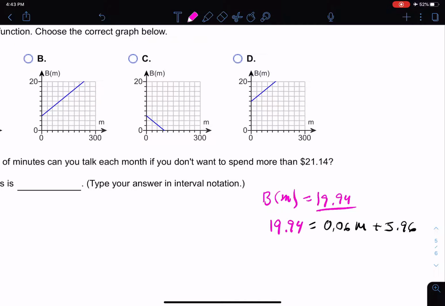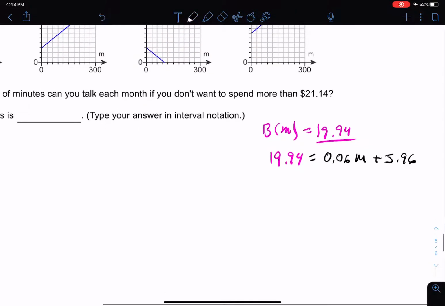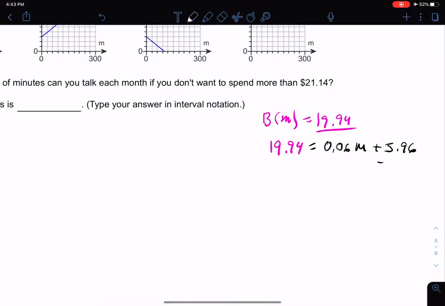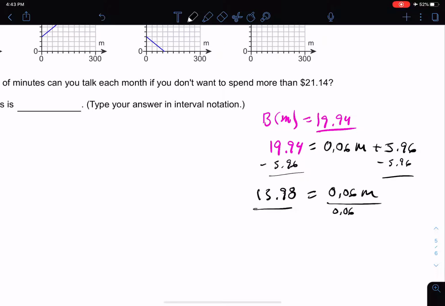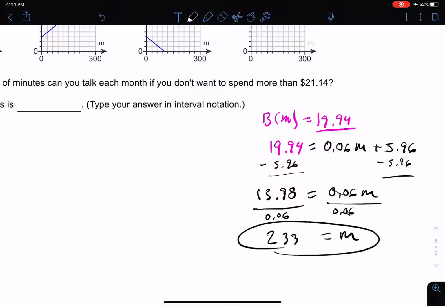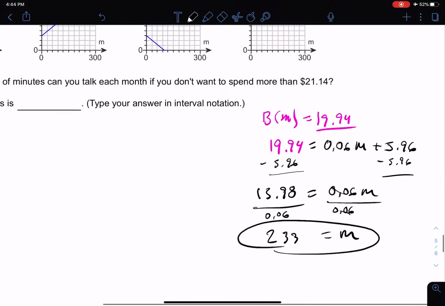So now I have to solve. I need to isolate M, so I'm going to subtract 5.96 on both sides. When I subtract 5.96 on both sides, I get $13.98, and that equals 6/100 M. Divide by 6/100 on both sides, and of course that reduces down to M. The number of minutes would be 233. So we found out, go back to 33.